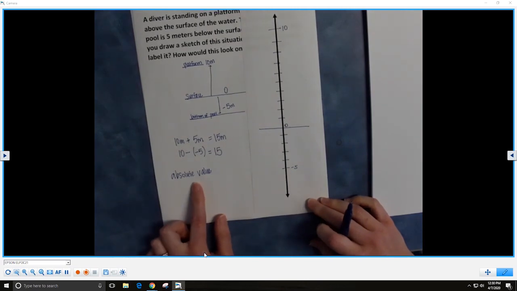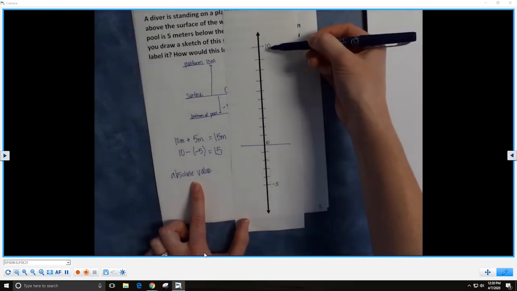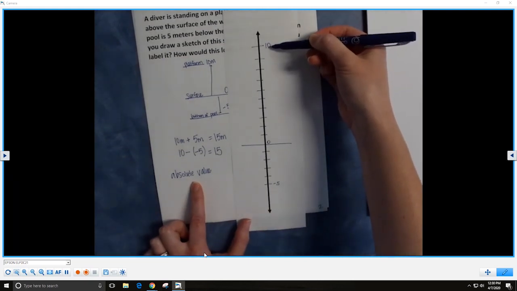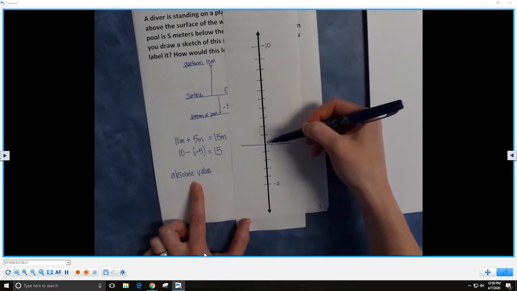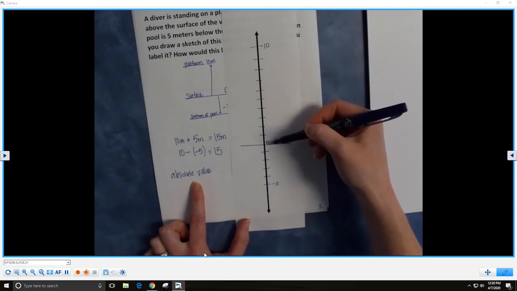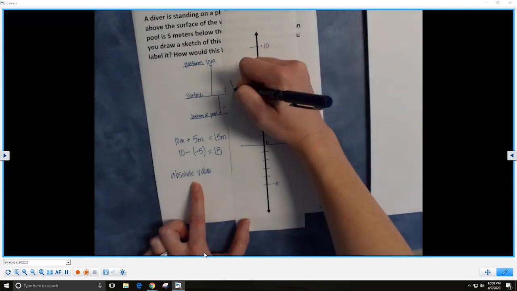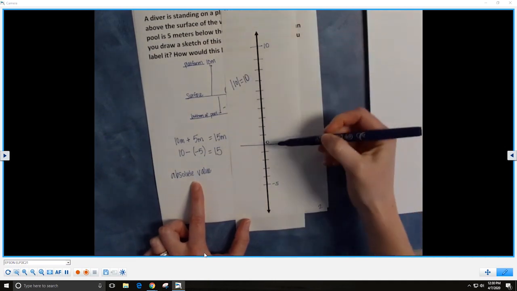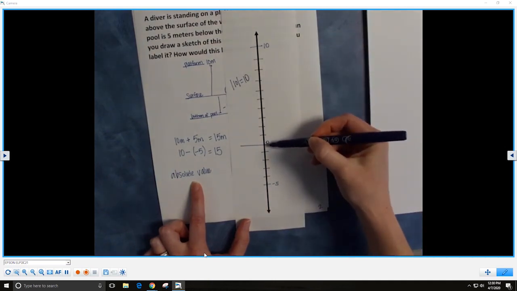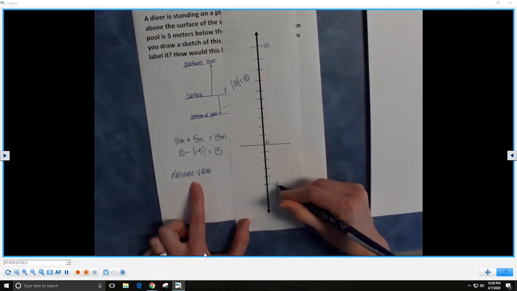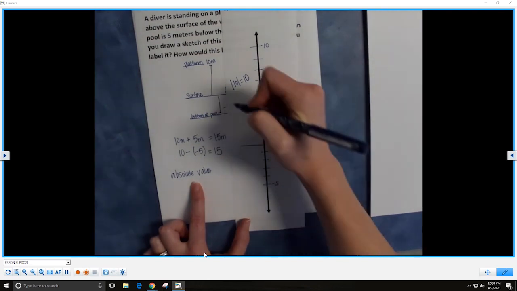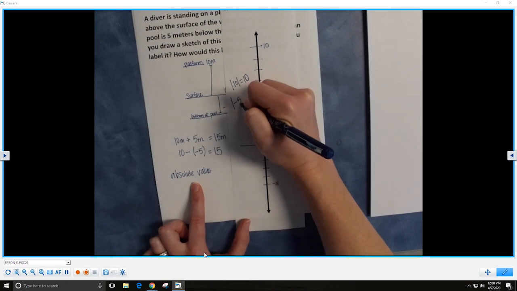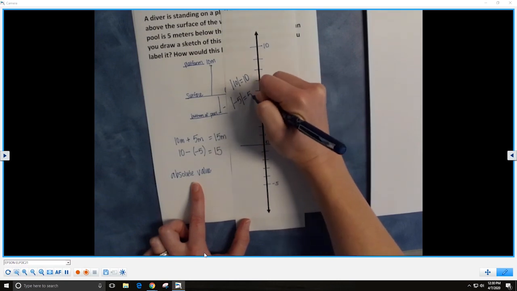We know that absolute value is a number's distance from 0 on the number line. For example, 10, which was the height of the platform, is 10 units from 0, so the absolute value of 10 is 10. We indicate absolute value using vertical bars. So the absolute value of 10 is 10, because 10 is 10 units away from 0. -5 is 5 units from 0. So the absolute value of -5 is 5.